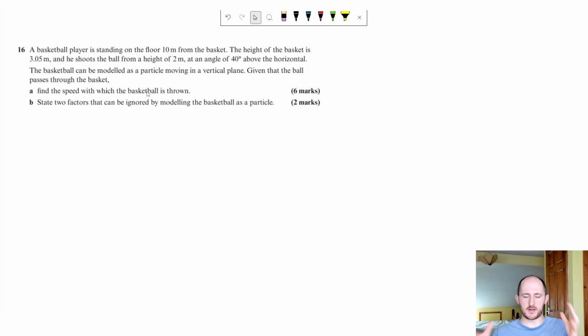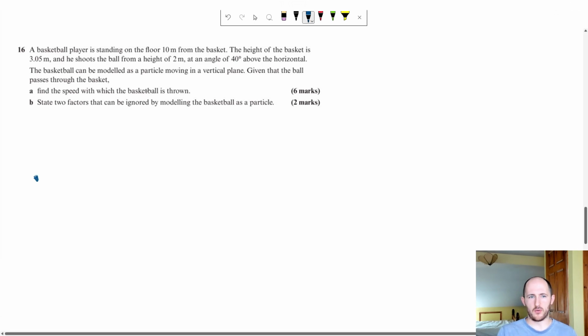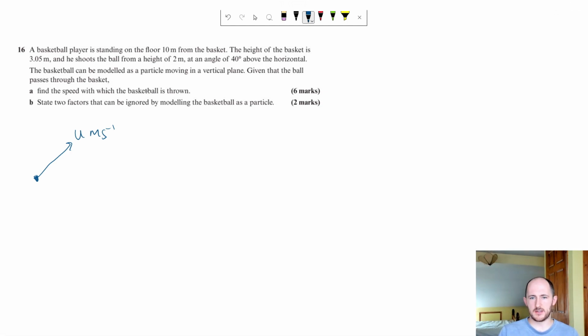So, you know, when you're playing basketball with your friends, you can always do these calculations to quickly check. No, I'm kidding.